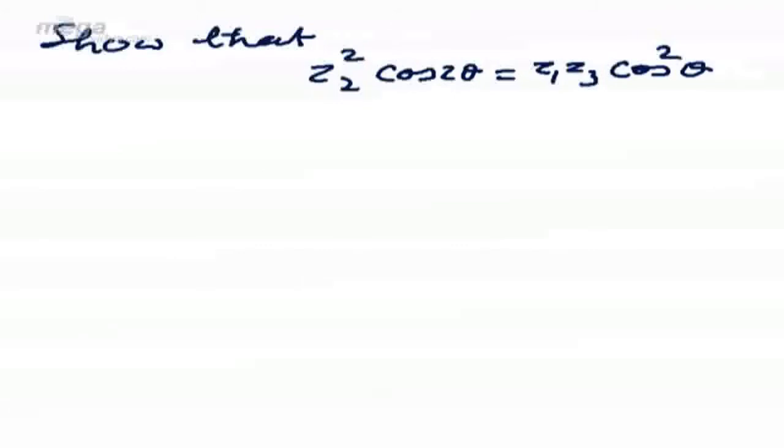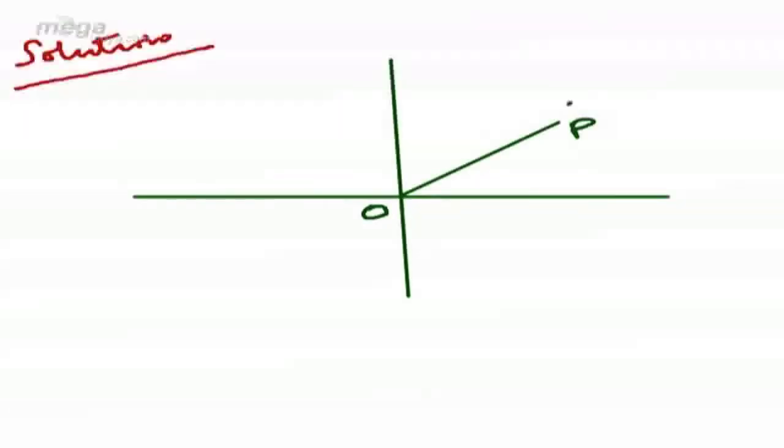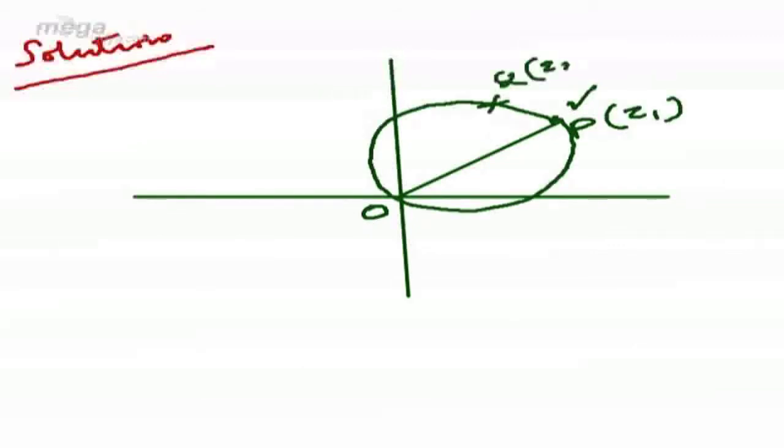Now let us come to the solution. P is the point in the Argand diagram, and taking OP as a diameter, we draw a circle. P is Z1, Q is Z2 and R is Z3. Q and R are points in the same semicircle. So the angle OQP is 90 degrees.